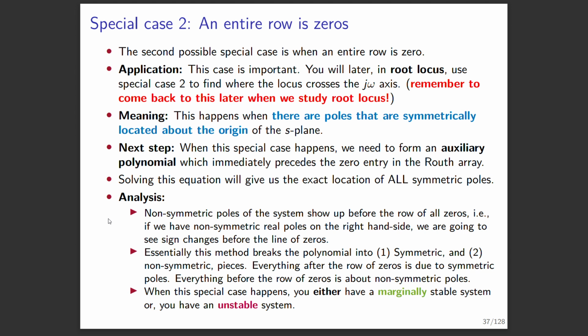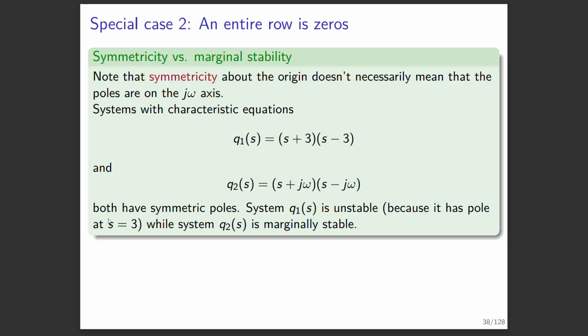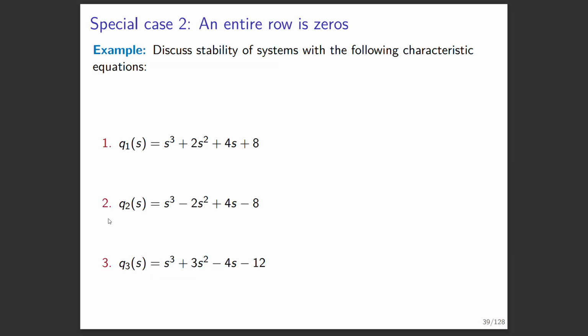So the next step, when I have this special case, is that we need to form something called an auxiliary polynomial, which is made by the coefficients of the row immediately above the row of all zeros. Then I solve this equation, and the poles that the equation gives me are the symmetric poles. Okay, so I'm going to come back to this slide, but let's see numerical examples.